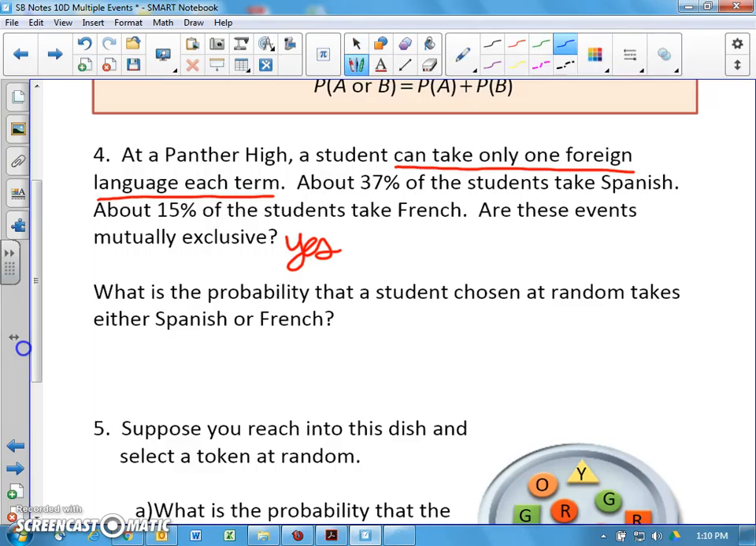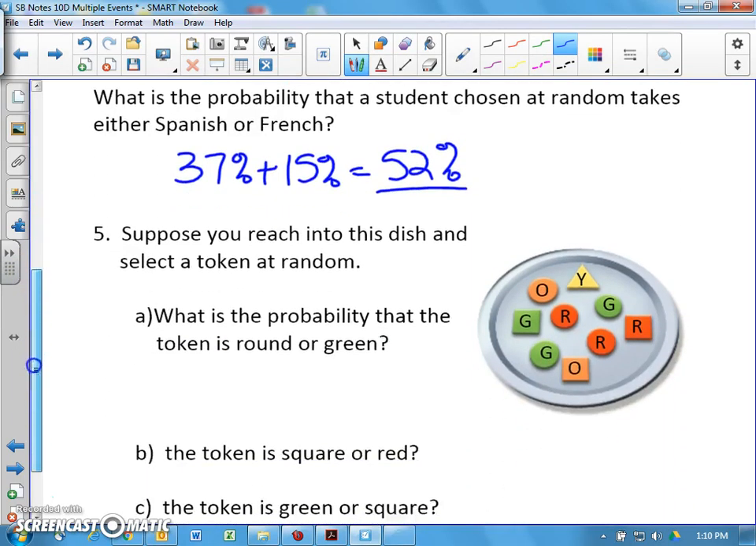But in this case it is, so the probability that a student chosen at random takes either Spanish or French would be 37% plus 15%, which is 52%. And that's how you would calculate that. If they were not mutually exclusive, we would have to know what the percentage was of students taking both, and then we would subtract that out. All right, let's look at the next one.